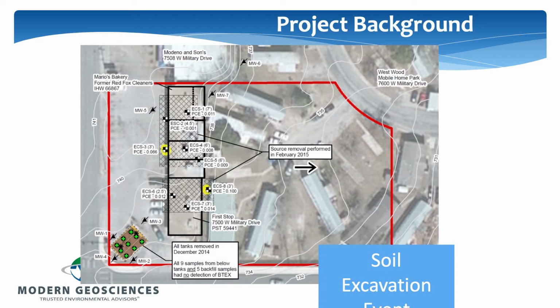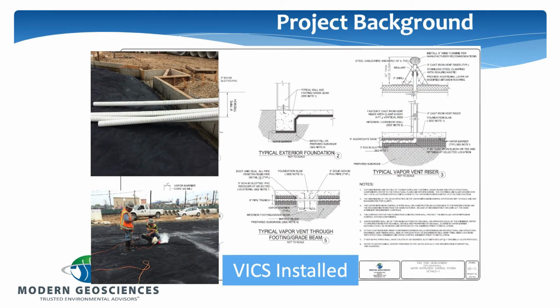So we got a lot of it, but not every drop. And then this is a depiction of the cross-section of the vapor intrusion control system, which you see in the bottom left being installed. That's all installed prior to the slab going in, and that way we know that the vapors will encounter that first.